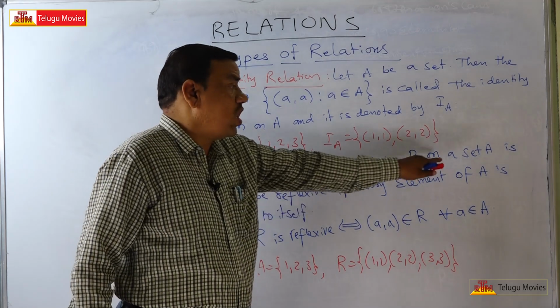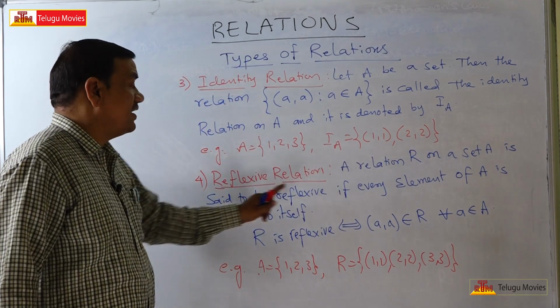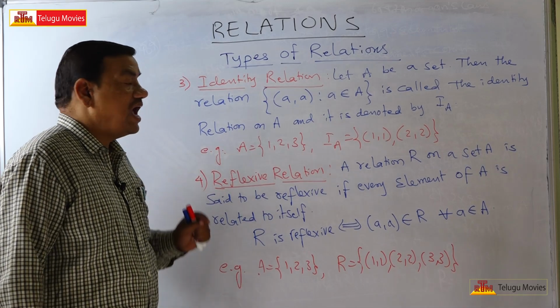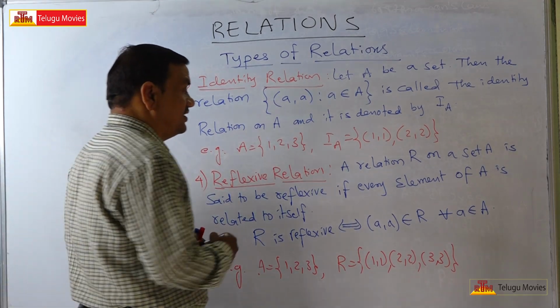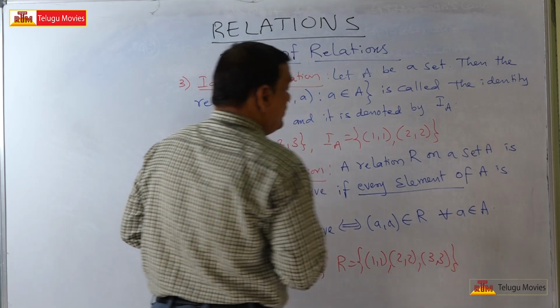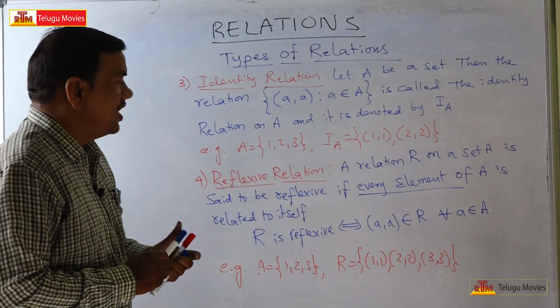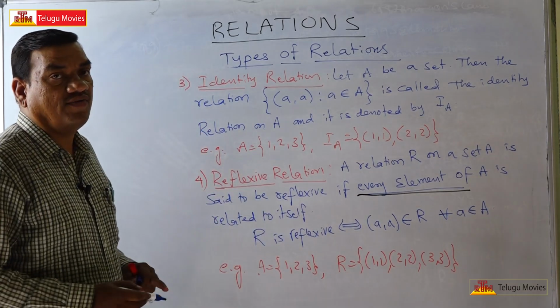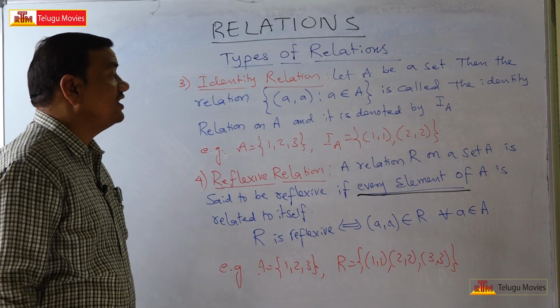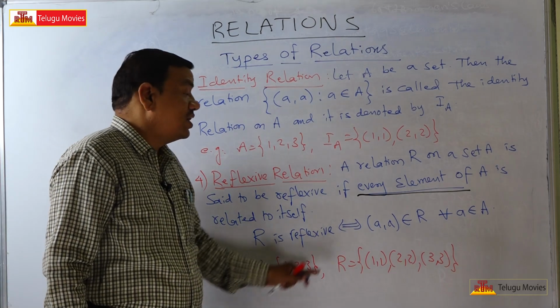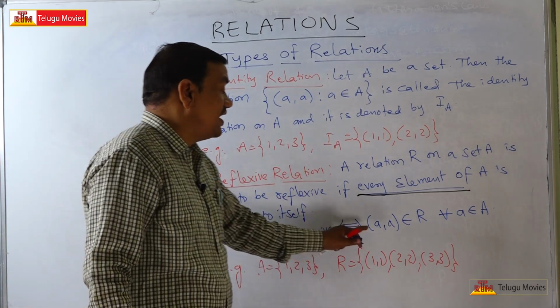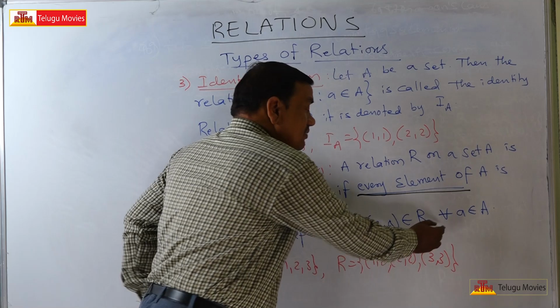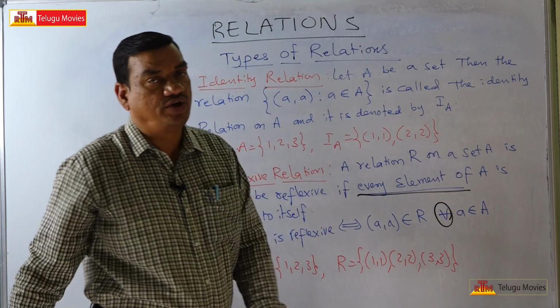Now, coming to reflexive relation. A relation R on a set A is said to be reflexive if every element of A, that is very, very important, every element of A is related to itself. That is, if R is reflexive, then (a, a) belongs to R for all a belongs to A. This is the meaning of this symbol.